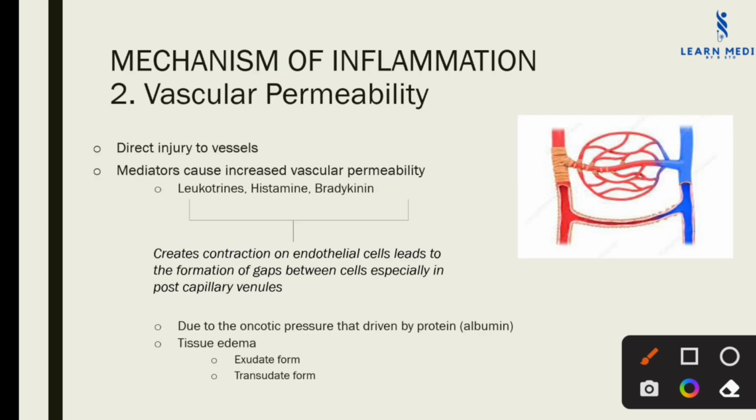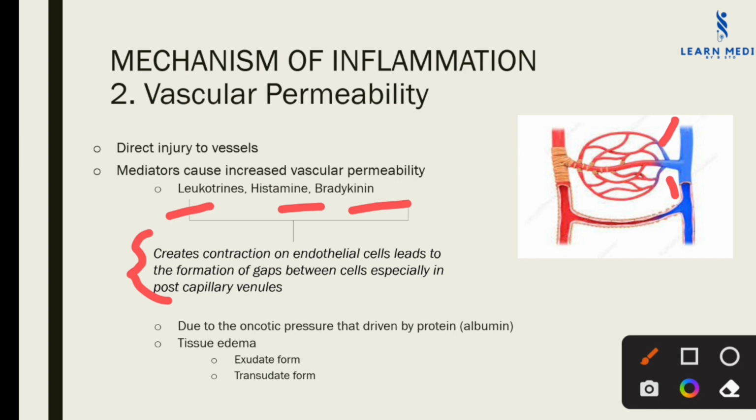The second mechanism of inflammation is increased vascular permeability, which can also be due to direct injury to vessels, which I have mentioned earlier. Mediators that cause increased vascular permeability are leukotrienes, histamine, and bradykinin, which cause contraction of endothelial cells, leading to the formation of gaps between the cells, especially in postcapillary venules. Here we have the postcapillary venules. The leukotrienes, histamine, and bradykinin, during inflammation, cause contraction of endothelial cells.